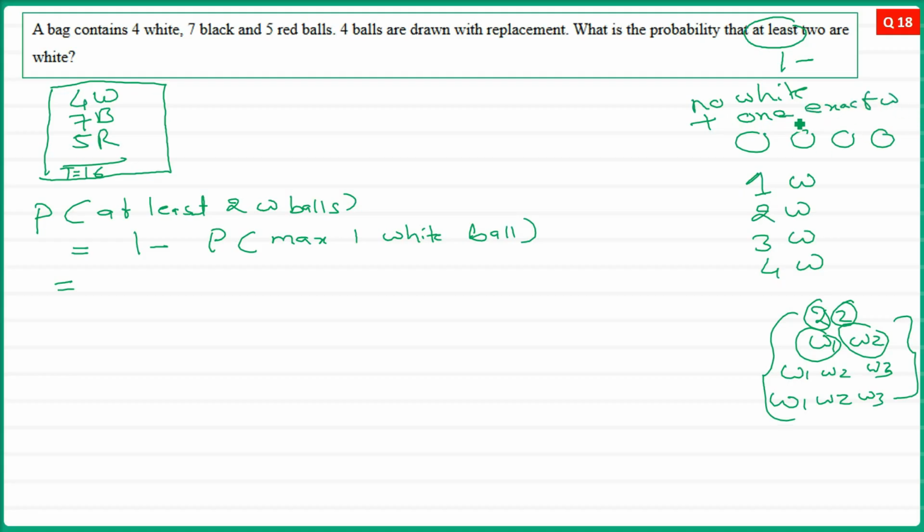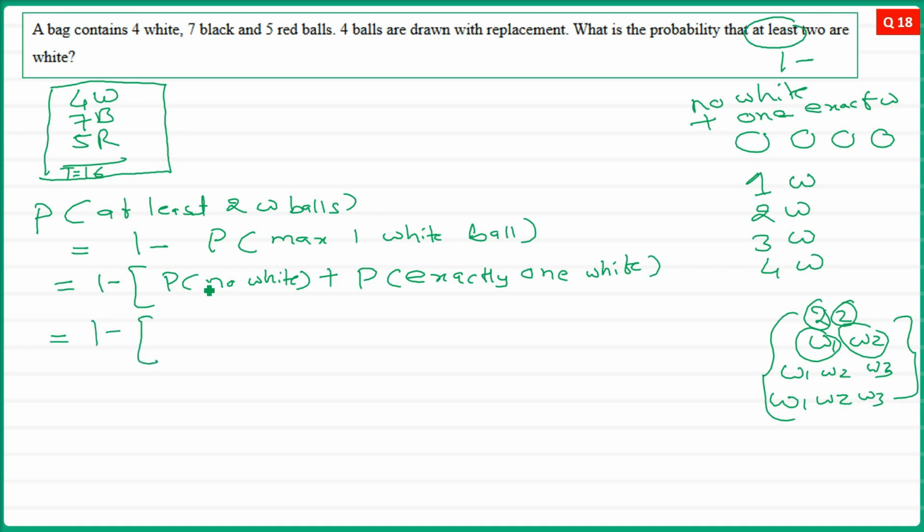So this probability of maximum 1 white ball can again be divided into 2 parts. Let me write it here. Maximum of 1 white ball means probability of no white balls plus probability of exactly 1 white ball. I hope you are getting the concept. So 1 minus no white means there is no white coming. So from where can the other balls come? It can be a black ball or it can be a red ball. In all, 7 plus 5 is 12. So 12 is the favorable cases.